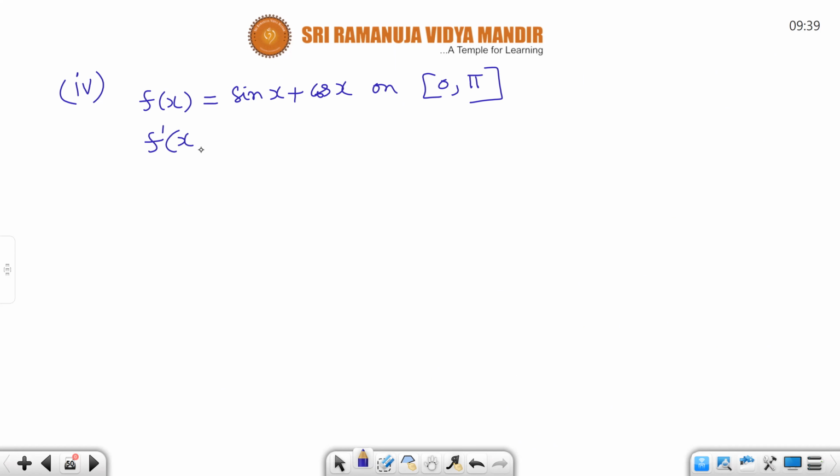f dash x is what? For sin x, cos x. For cos x, minus sin x. This we have to equate to 0. Implies cos x is equal to sin x. Implies tan x equal to 1. Is it not? Sin x by cos x, tan x equal to 1.